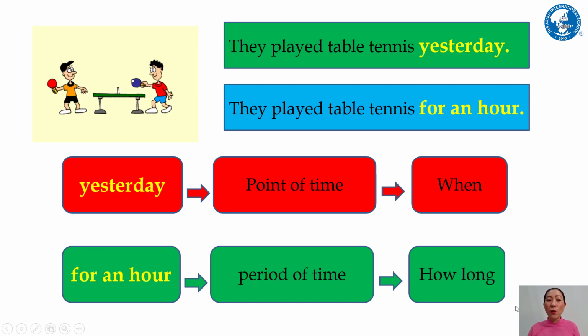Okay, listen to me one more time and look at the two sentences. They played table tennis yesterday, and they played table tennis for an hour. You look at the time expression: yesterday, for an hour. The time expression yesterday, we call a point of time. With a point of time, we use when to ask. And the time expression for an hour, we call a period of time. With a period of time, we use how long to ask.